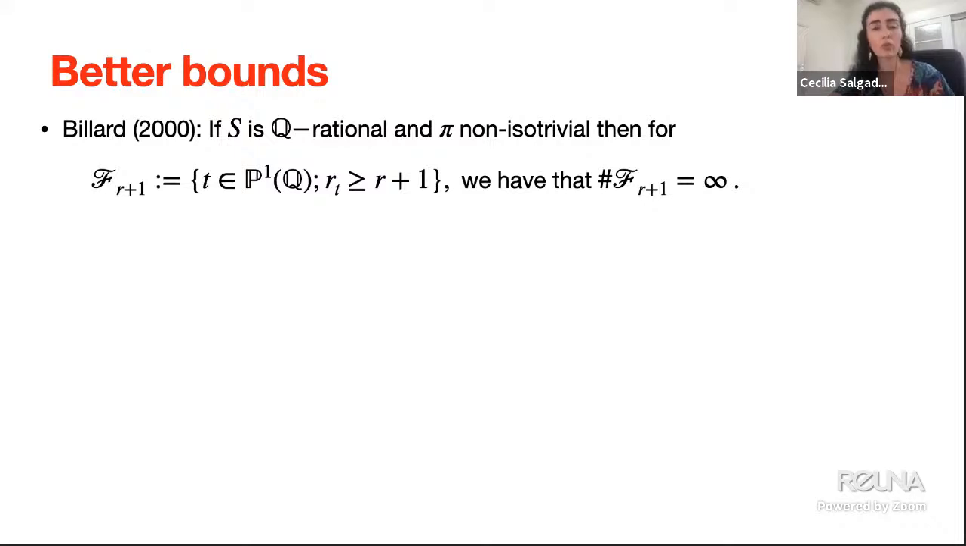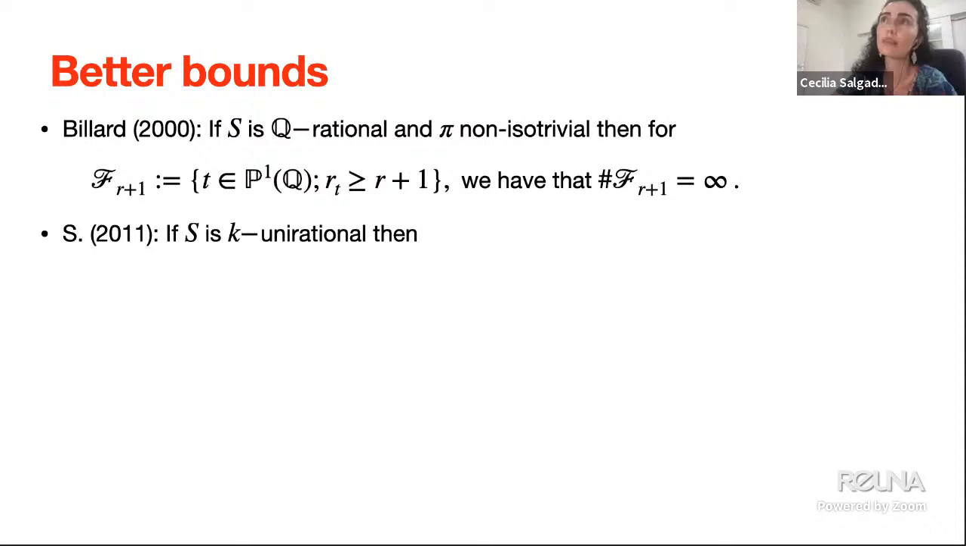And his methods were, he used heights. So therefore, his work is very much restricted to Q because he builds up on previous work, which is only known over Q. So it's a lot of height machinery. And this is also part of my PhD thesis, later I showed that I can relax this hypothesis.